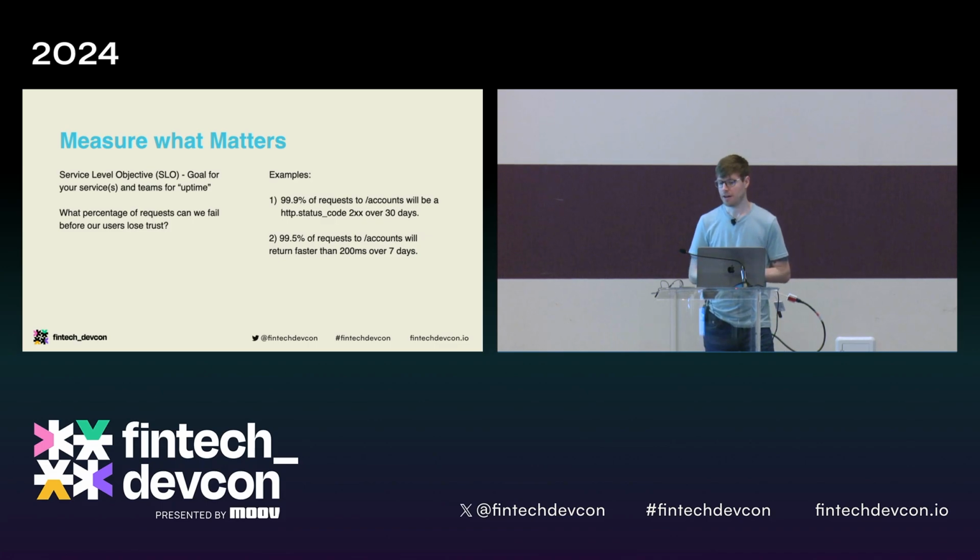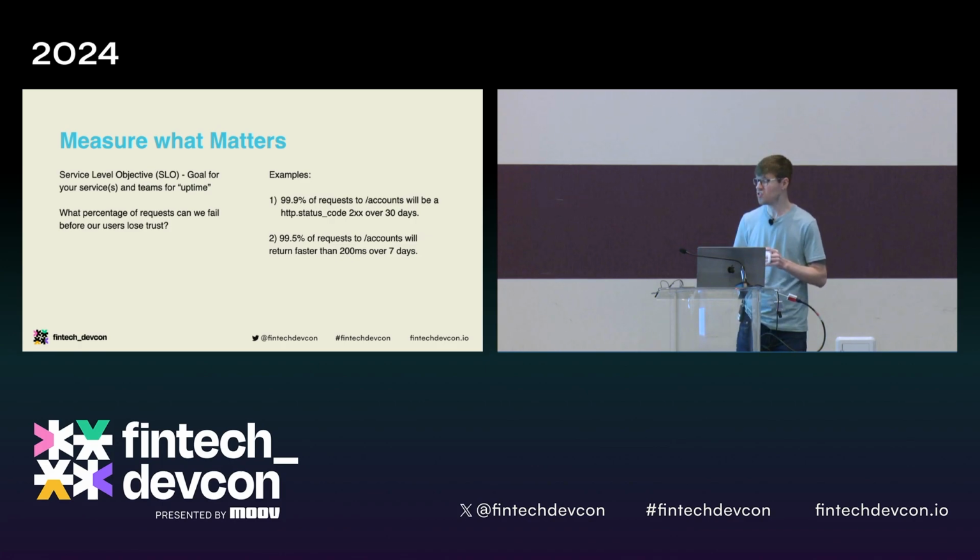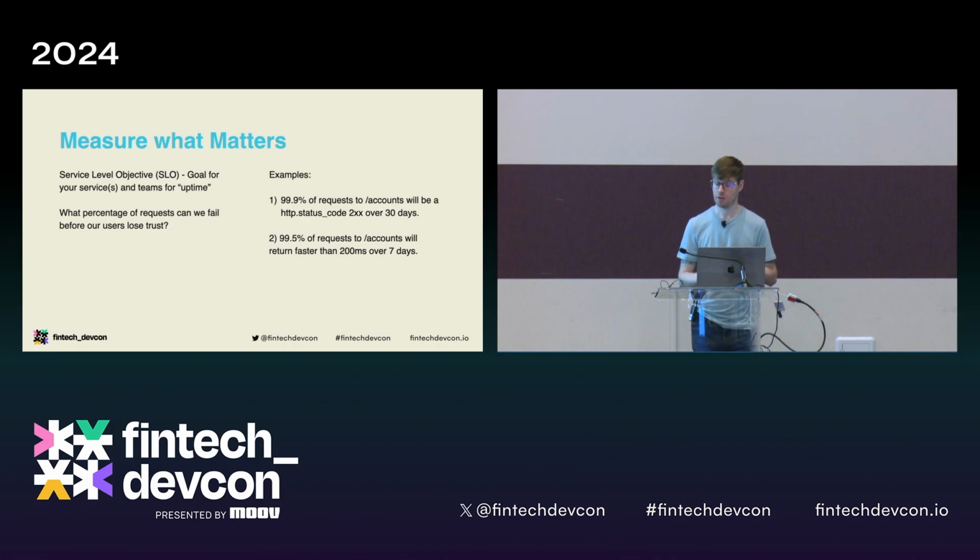Examples, yet again, are like 99.9% of requests to /accounts will be HTTP status code 200s over 30 days. You might change it to 7 days, or you might change the threshold down to 99.5. All of that depends on what guarantees you can provide, based on your infrastructure, your code, or just what the users require. Maybe 99.9 is not the requirement that you actually need to hit. Maybe it's 95. Maybe it's a system that has a failure mode that gives you an image that's not their image, but it's fine. Some things aren't worth fixing.